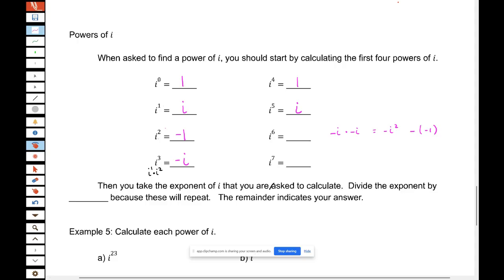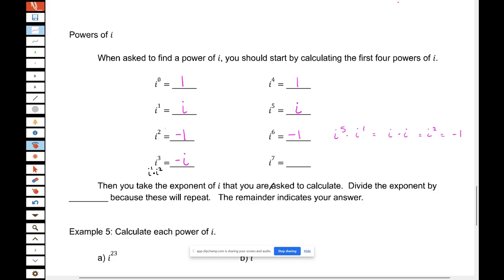I to the sixth is I to the third times I to the third. Oh, okay. I'm not going to do it that way. I'm going to do it this way. Sorry, I forgot about that imaginary component. I to the sixth. Let's do I to the fifth times I to the 1, which equals I to the sixth, which would be I times I, which would be I squared, which would be -1.